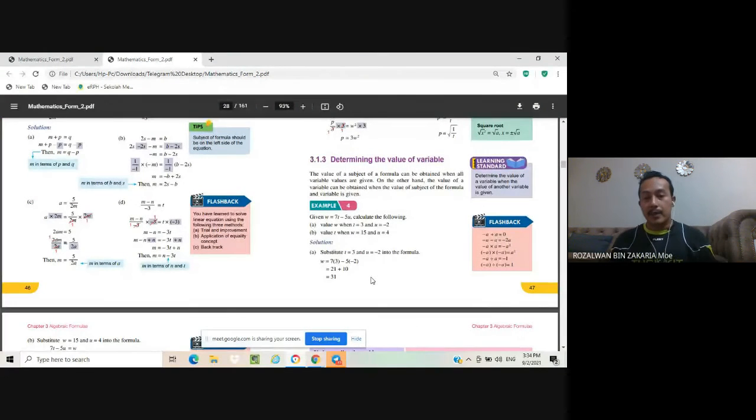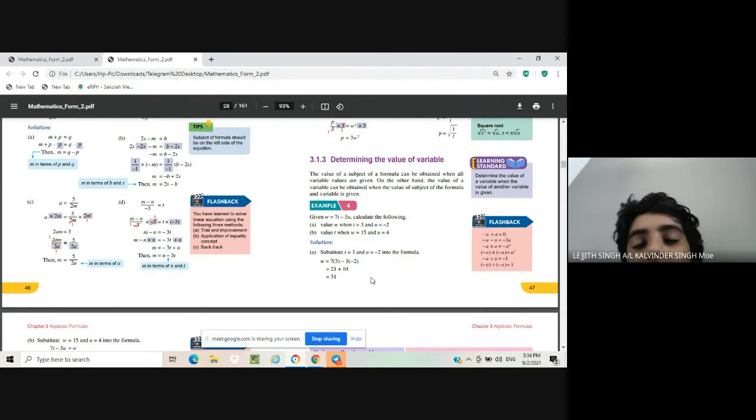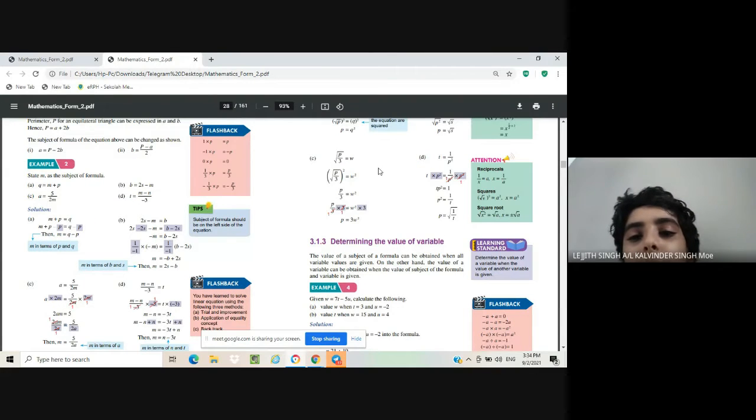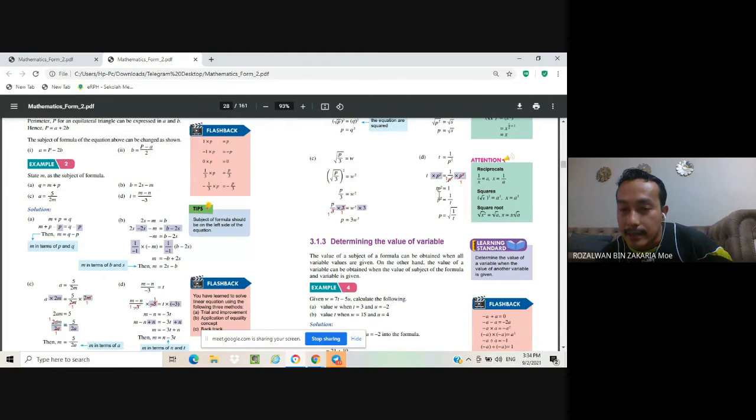Okay, look at this one, subtopic 3.1.3. That means just now the TP square divided by T will become P square. TP square divided by T equals 1 divided by T. Understand? Because when you do an operation to one side, the other side also needs the same operation. This TP square, you divide by T, then the 1 here you also need to divide by T. Okay, understand?